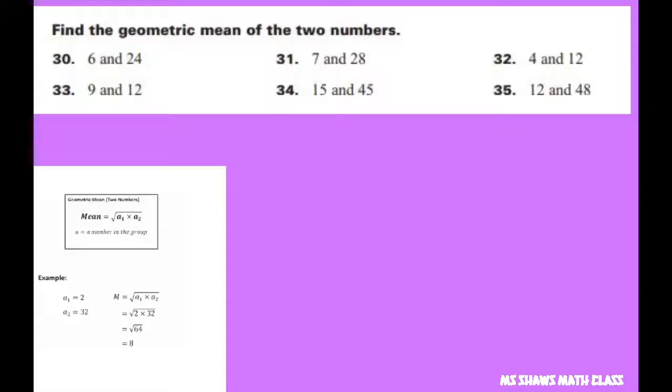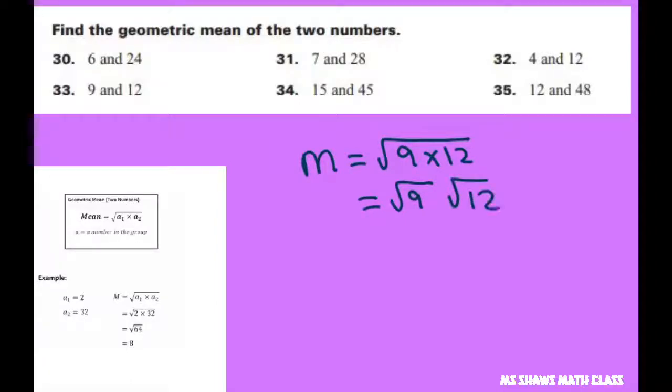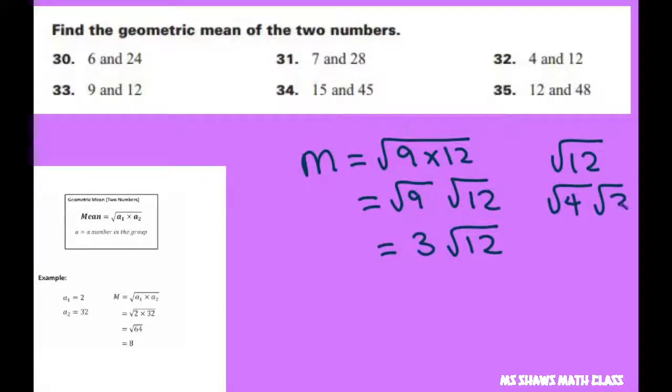And the next one, the geometric mean is the square root of 9 times 12. And I can rewrite this as the square root of 9 times the square root of 12. So that equals 3 times the square root of 12. I can also break down the square root of 12 as the square root of 4 times the square root of 3. The square root of 4 is just 2, so that's going to be 3 times 2, and we're left with the square root of 3. So that's going to be 6 square root of 3.